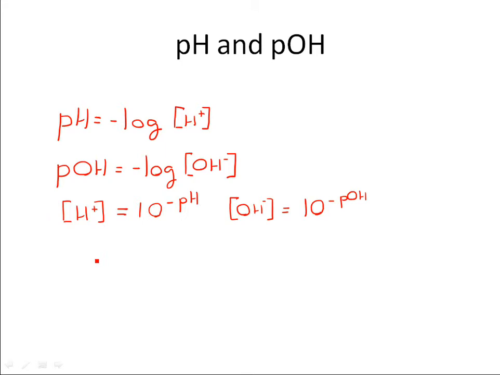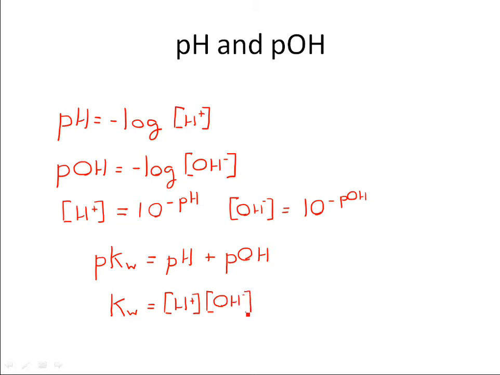And there's one more, and that's pKw. So pKw is equal to pH plus pOH. What we've done here is we've had this expression, which is the expression for Kw, the ionic product constant of water, and we've taken the log of each of these. So Kw becomes pKw, H+ becomes pH, and OH- becomes pOH.